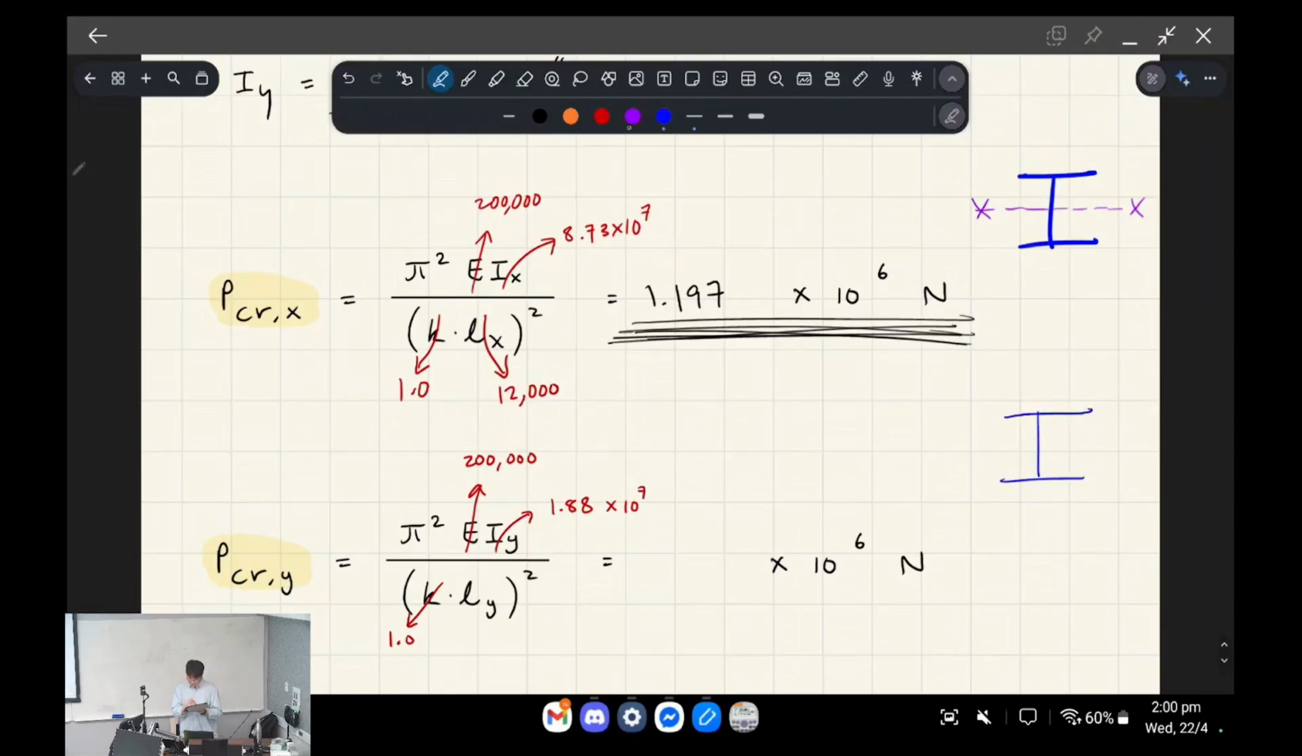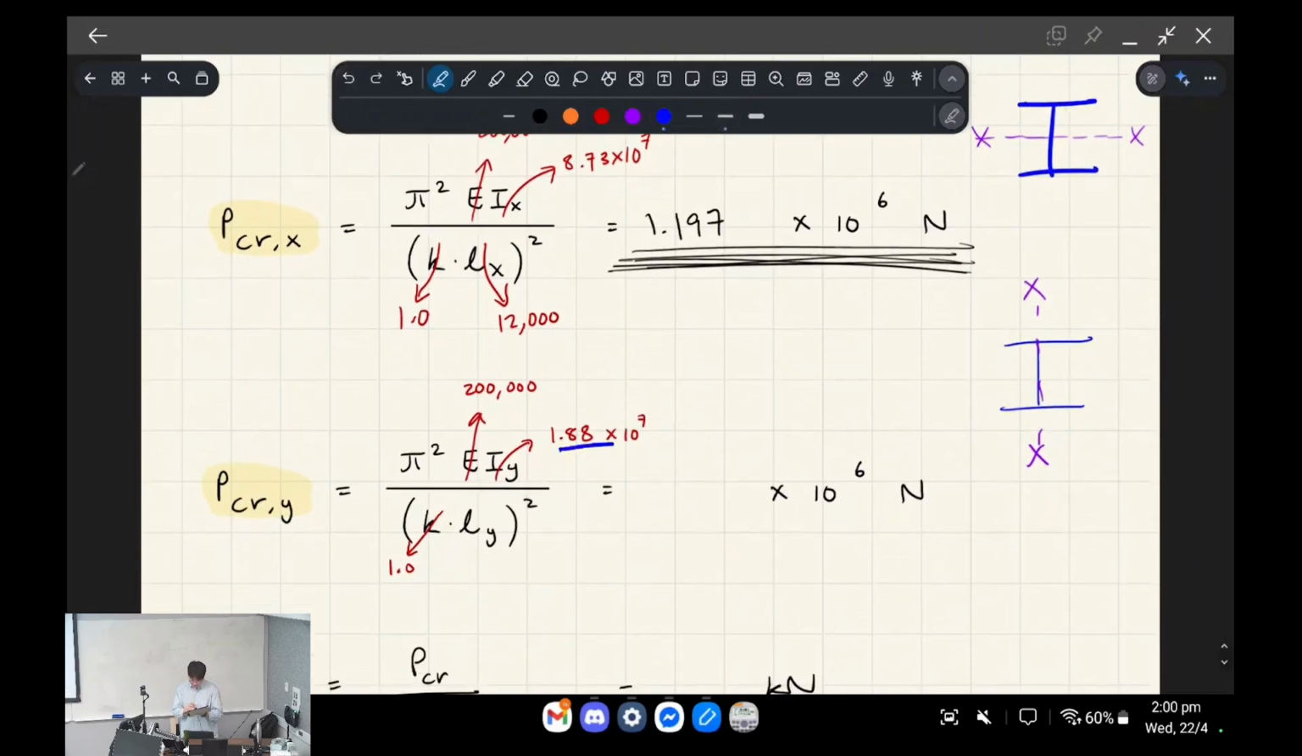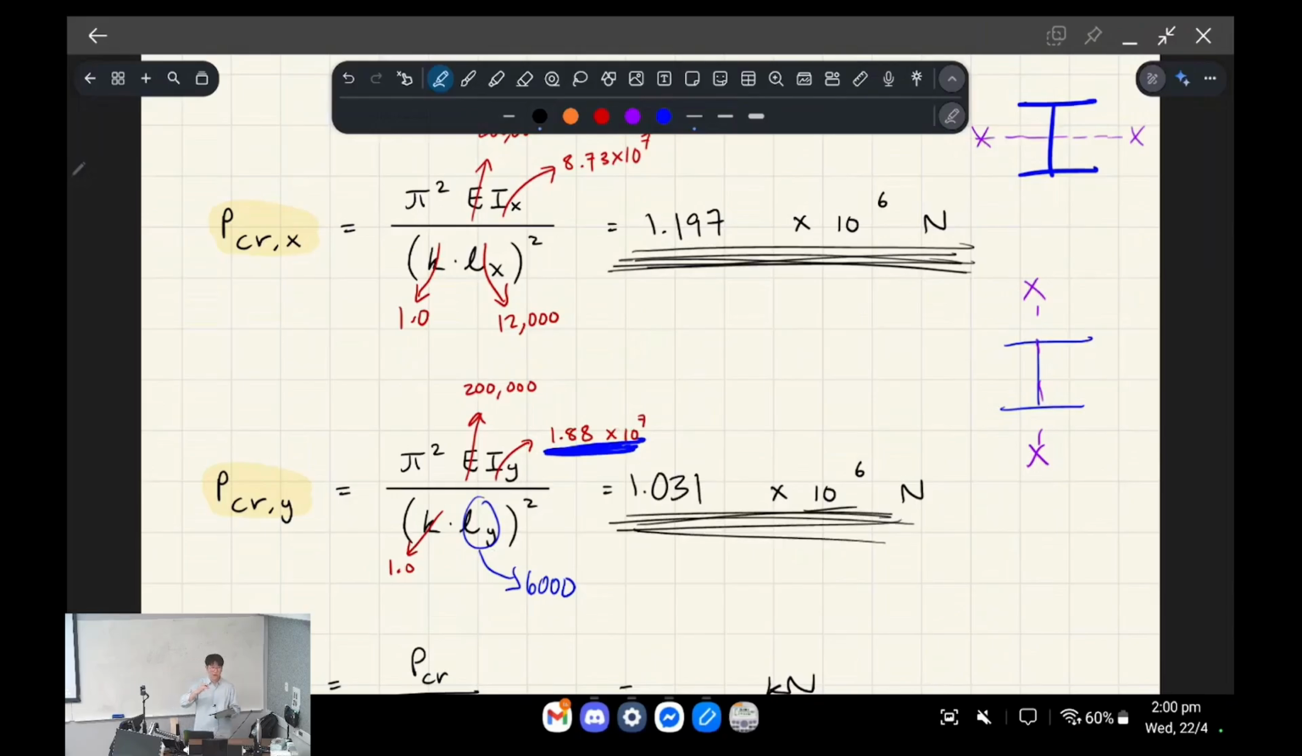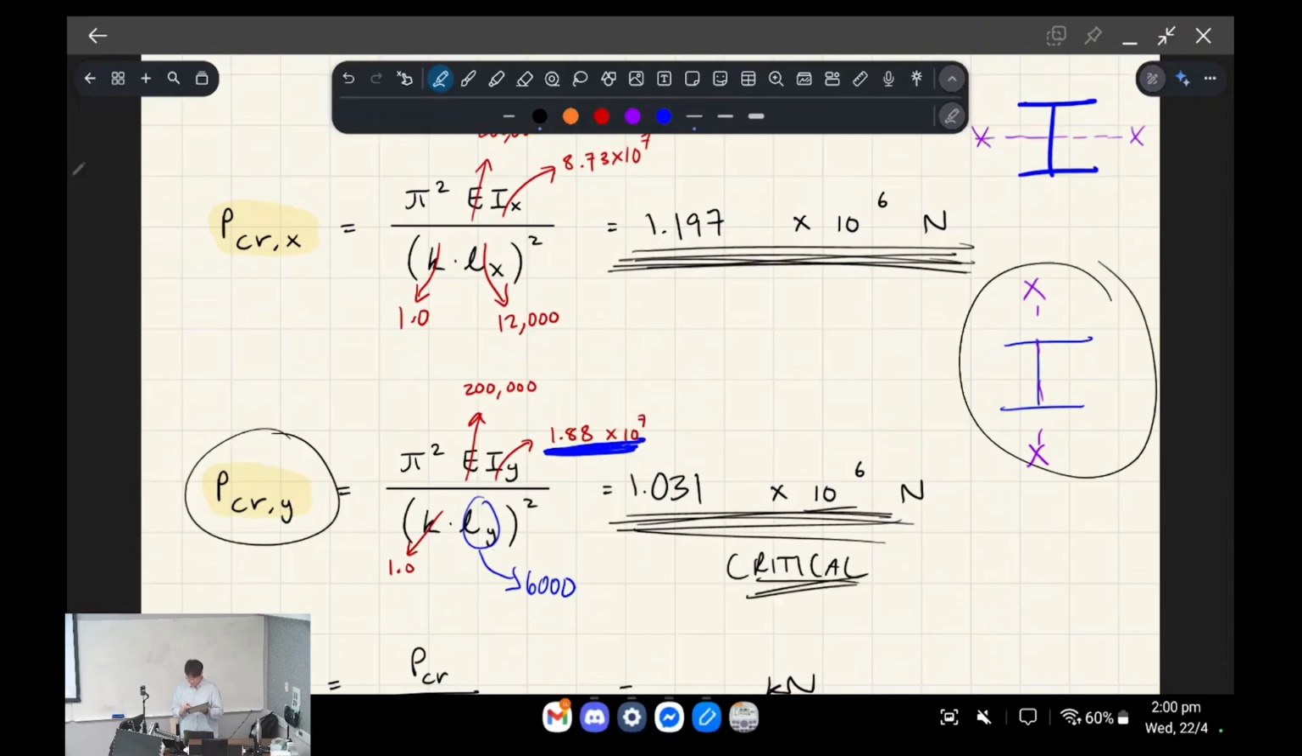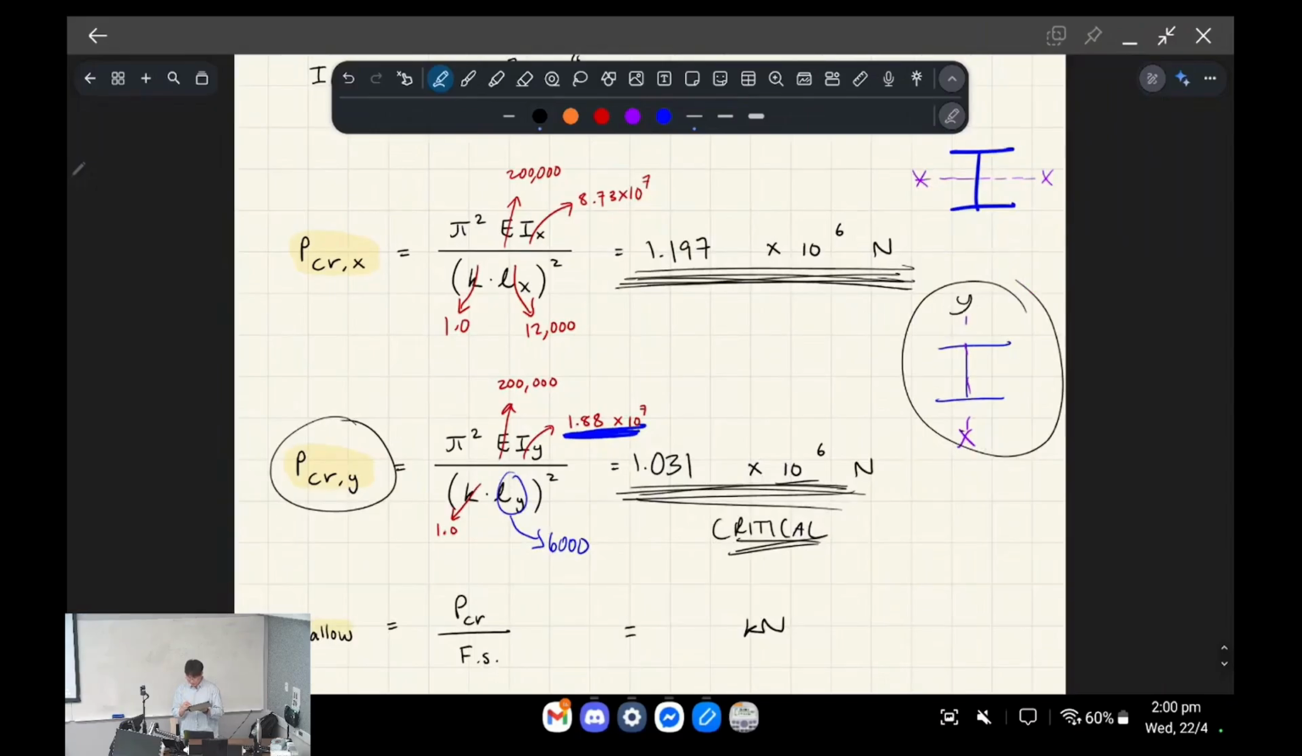The force that's going to cause our column to buckle this way can be calculated with these terms now instead, okay? So what I've done is I've changed the IY value, and then also the L values can be halved as well, okay? So that gives us 1.031 times 10 to the 6, okay? So this one, since it's lower, right, it's going to happen first, okay? So it's a more critical direction. So in our particular case, this is why. The YY buckling happens first, okay?